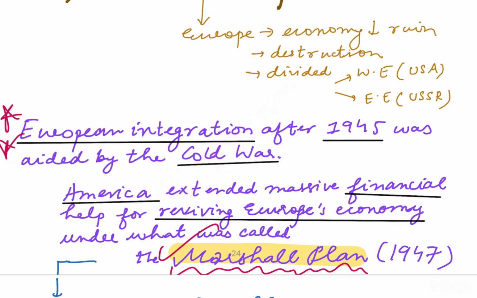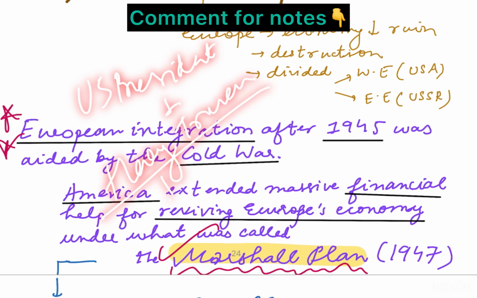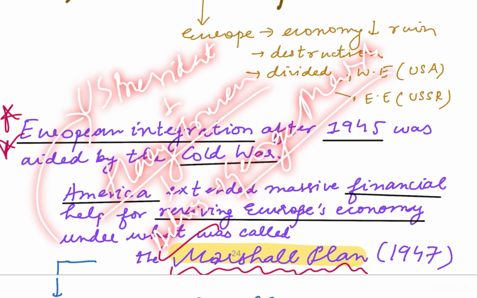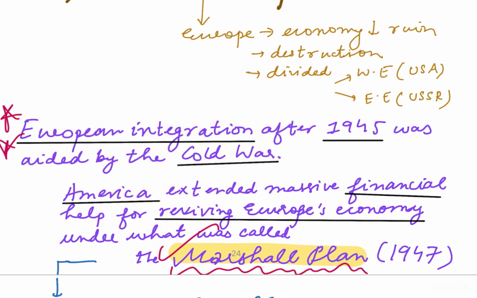So what happens here is that the US president at that time was Harry Truman, and Harry Truman's advisor was George Marshall. Because of being the advisor of the president, George Marshall suggested a plan that came to be known as the Marshall Plan, so that they could have their influence all over the world. So what happens in that? According to that, America extends massive financial help for reviving Europe's economy under what was called the Marshall Plan.